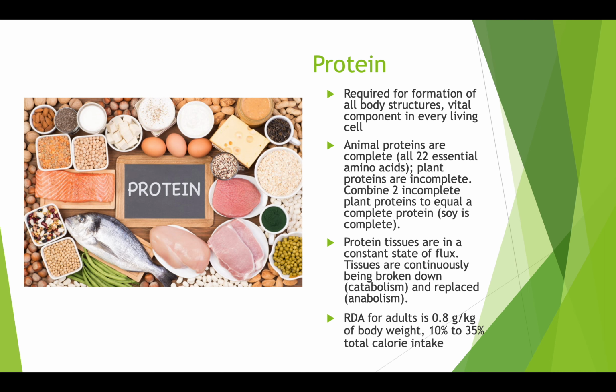Next, we have protein, and it's required for the formation of all body structures. Remember, protein is the building block, and animal proteins are considered complete proteins because they have all 22 essential amino acids. An incomplete protein means it's missing at least one of those amino acids. Plants are incomplete proteins, but you can put two of them together, and that'll make a complete protein. And the exception, of course, is soy. It is a complete protein.